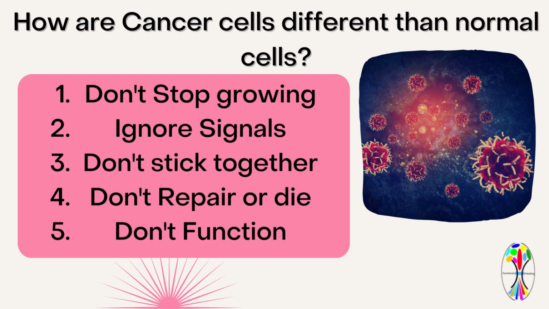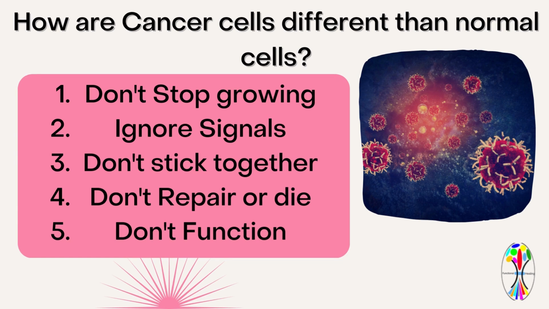The third and important difference is that normal cells stick to each other. On the other hand, cancer cells lose the molecules on their surface that keep them in place, which results in them breaking away from their neighbors. Unfortunately, this leads to spreading of those cells throughout the body.